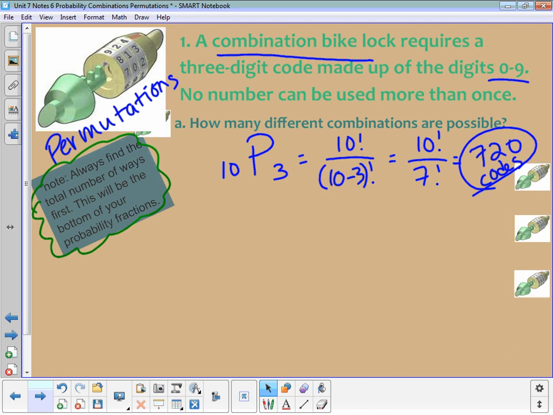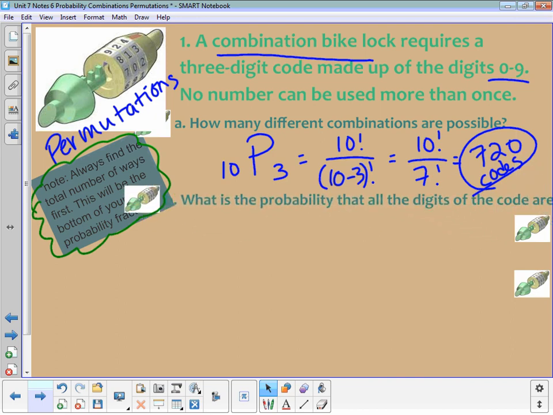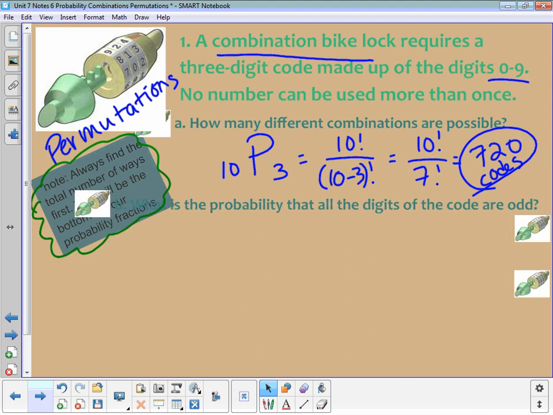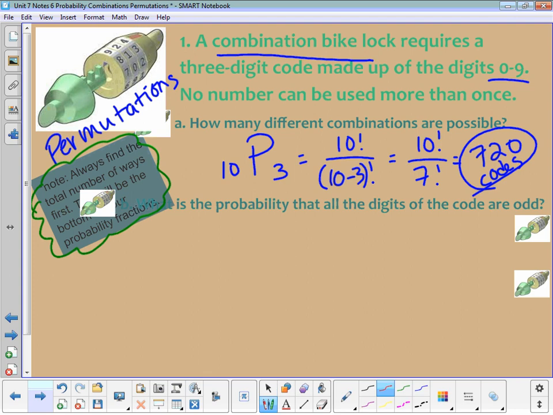Okay, now here's where the probability part comes into play. Let's look at B. B says, what's the probability that all the digits of the code are odd? So we need to know how many odd digits are there and how many ways can we arrange those odd digits. The odd digits are 1, 3, 5, 7, 9. So there's 5 of them.